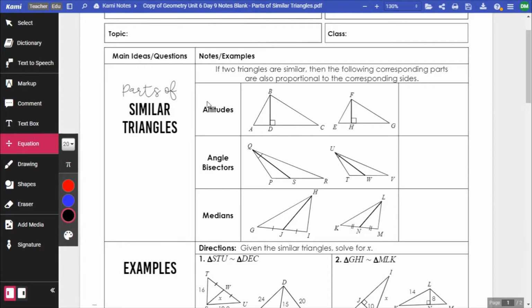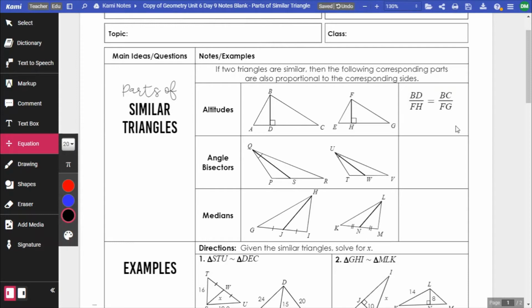Our first one is an altitude. So we create an altitude by going from a vertex down to a right angle. You've also seen this called the height of a triangle, like when you were calculating area in middle school. So anytime we're intersecting a vertex and then intersecting the opposite side at a right angle, that is an altitude. So we can put a proportion here. We could say that altitude BD over altitude FH is equal to, and then we just pick any two corresponding sides. So maybe I'll say BC over FG.